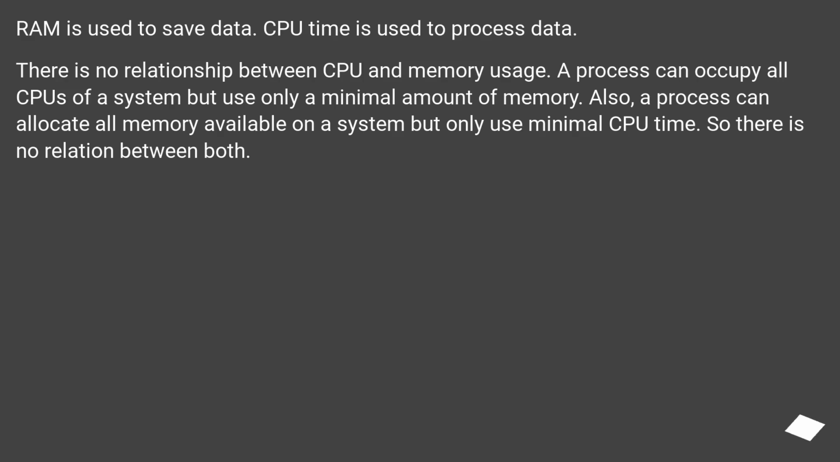RAM is used to save data. CPU time is used to process data. There is no relationship between CPU and memory usage. A process can occupy all the CPU time of a system but use only a minimal amount of memory. Also, a process can allocate all memory available on a system but only use minimal CPU time. So there is no relation between both.